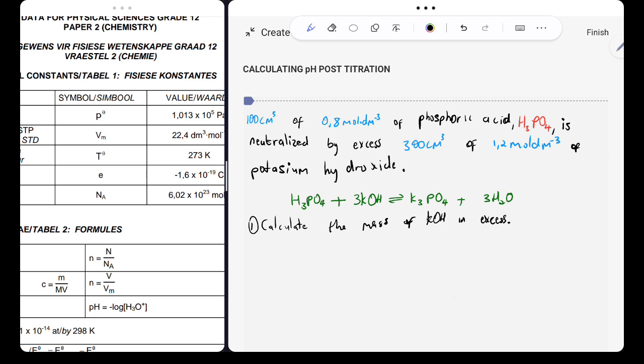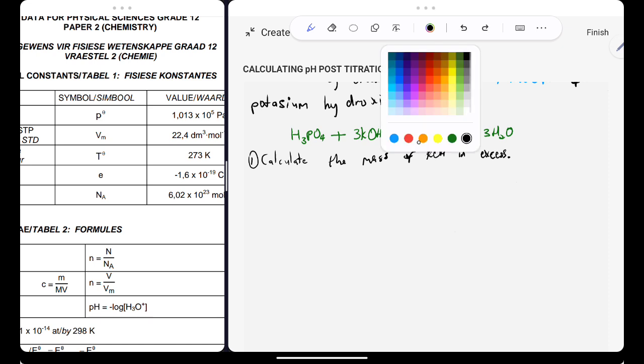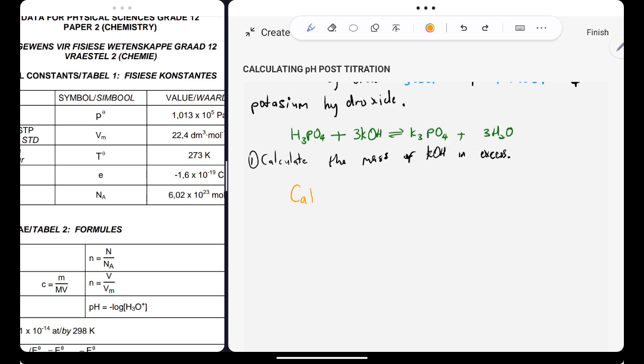Are you together? So for us to calculate the mass of the potassium hydroxide in excess, we must find out how much of the potassium hydroxide was used first. We can simply use our titration equation. Let me change the color here. Let me take orange. I have Ca over Va, Cb over Vb.